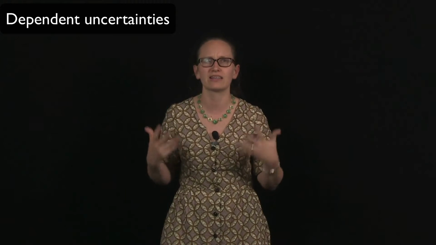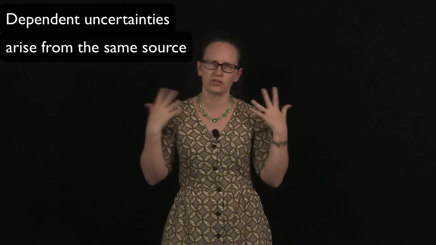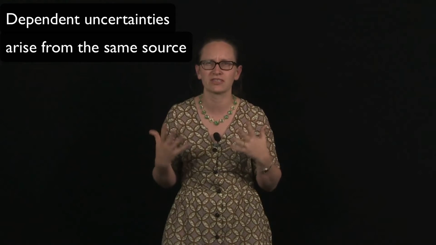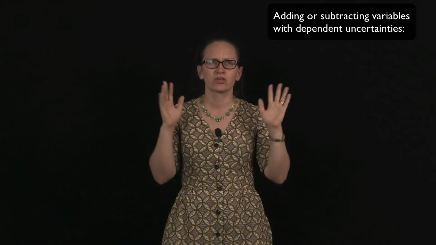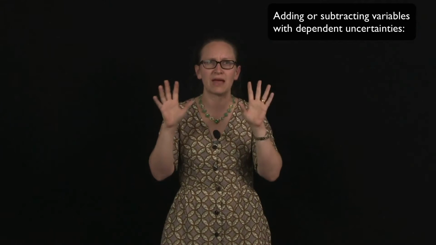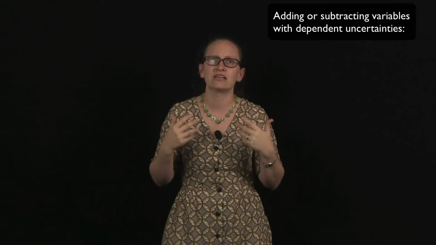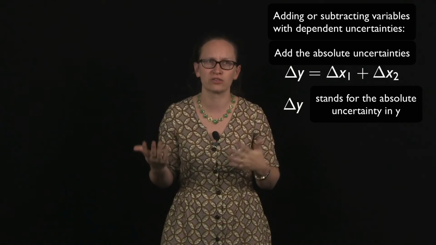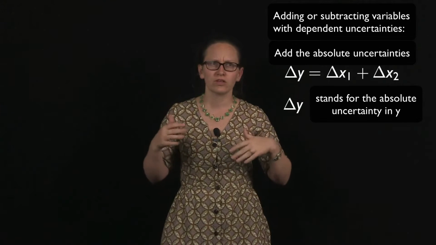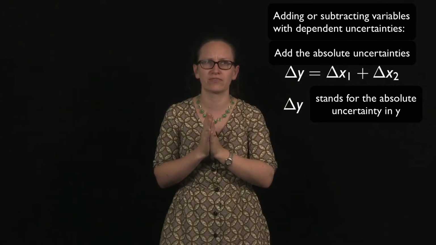In this video, we're going to be looking at how to deal with dependent uncertainties. So remember that dependent uncertainties are uncertainties that arise from the same source. Often this can happen because you've used the same piece of equipment to make these measurements. Now, if you want to add or subtract two values with dependent uncertainties, then you need to add the absolute uncertainty.